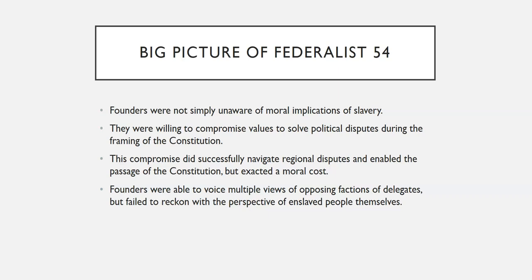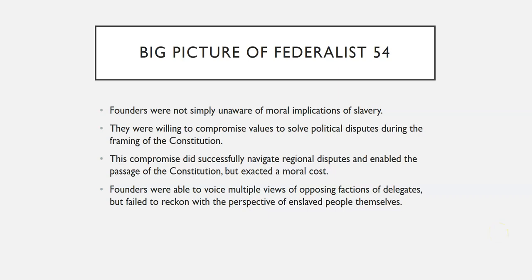The founders were also able to voice multiple views, right? They were able to see, okay, from one side of the aisle, this group of people is going to view the issue this way. From another side of the aisle, this group of people are going to view the issue this way. So in that sense, they were able to understand multiple opposing views. But the one perspective that was never really brought in or given voice is the perspective of the individual enslaved person. How does this Three-Fifths Compromise look to them? What does it say to them? How does it make them feel as a part of this republic? Clearly, there was no attempt to do that in this document.